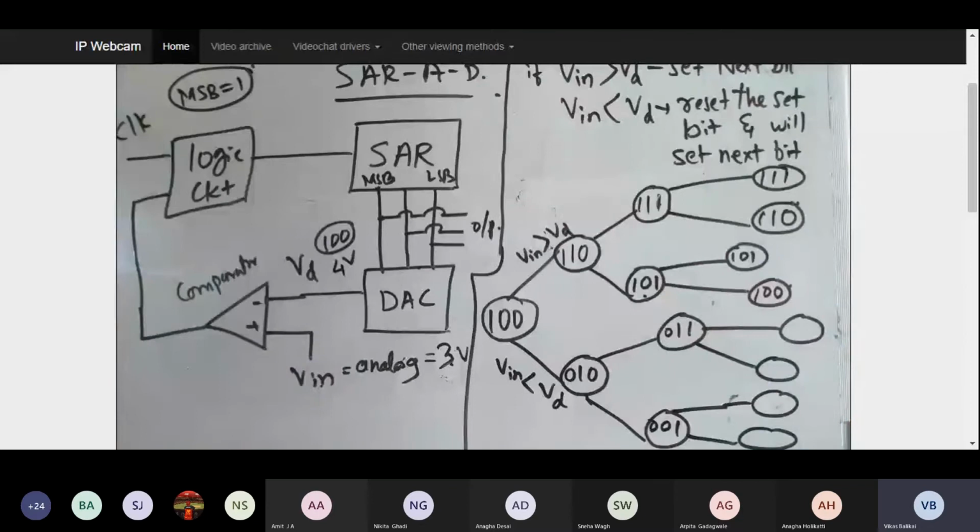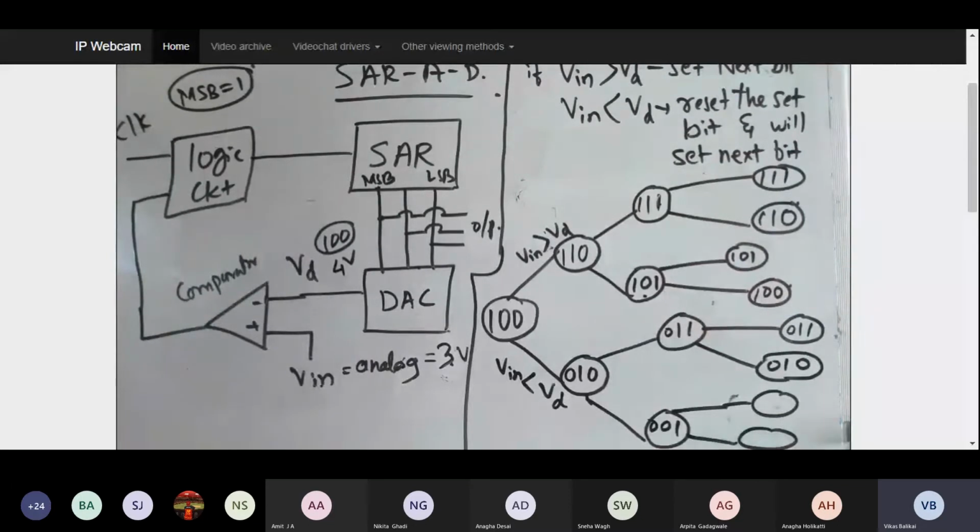And let's take this condition. Suppose Vin is greater than VD. What is the condition? I need to be setting the next bit, but unfortunately I don't have a next bit. I'll stop it over here. In this wing, when Vin is less than VD, what do we do? Reset the previous bit. The previous bit is my third bit, so I need to be resetting it. So I just reset it. And one more condition I am applying is I need to set the next bit, but unfortunately I don't have any next bit over here, so I'll stop it over here.